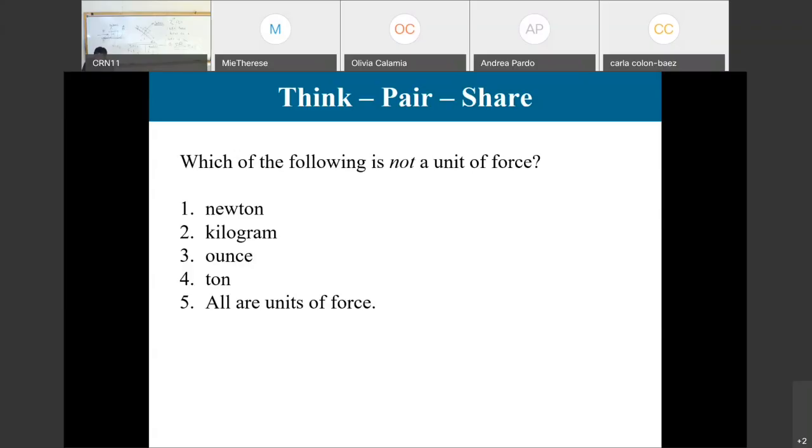Which of the following is not a unit of force? Ounce? Kilogram as well is not a force unit, and tons. The only one that is a unit of force is Newton here. All right, so kilogram, ounce, and ton are not units of force.